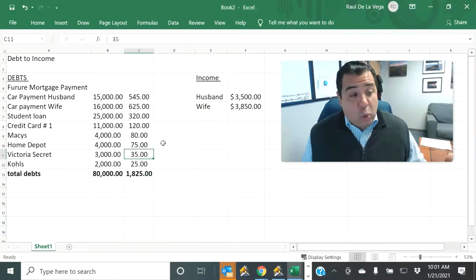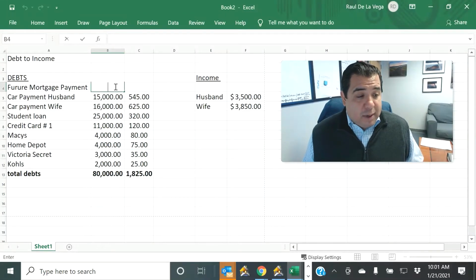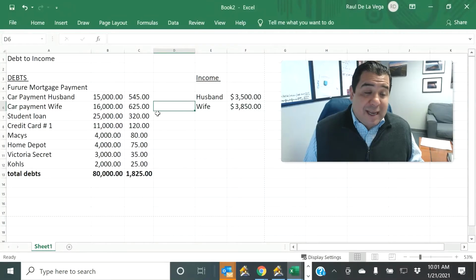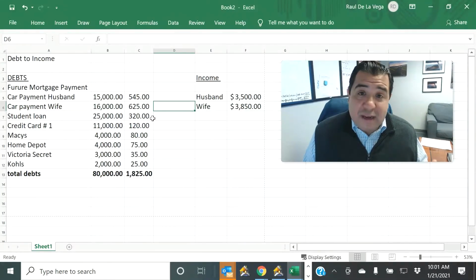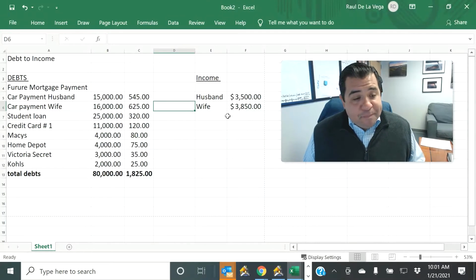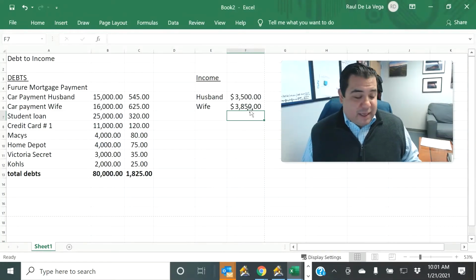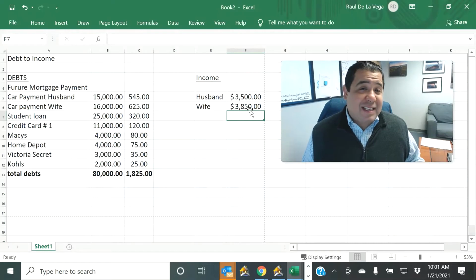the mortgage. And right now they're paying rent, right? So let's say their rent right now is X amount, whatever it is. It doesn't matter. It doesn't go into the debt to income ratio. So their current debt outside of a mortgage payment is $1,825. Okay. Their current income, let's say, is $3,500 for the husband, $3,850 for the wife. She makes a little more money. That's why she got the nicer car.